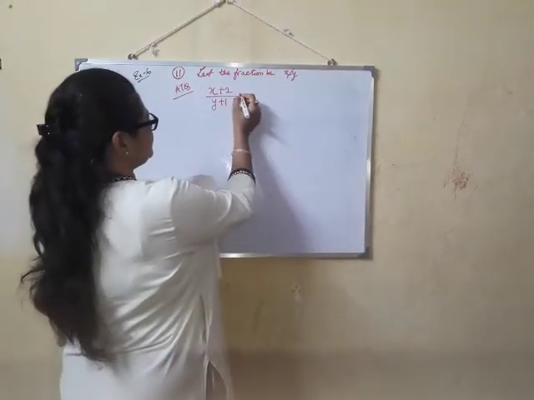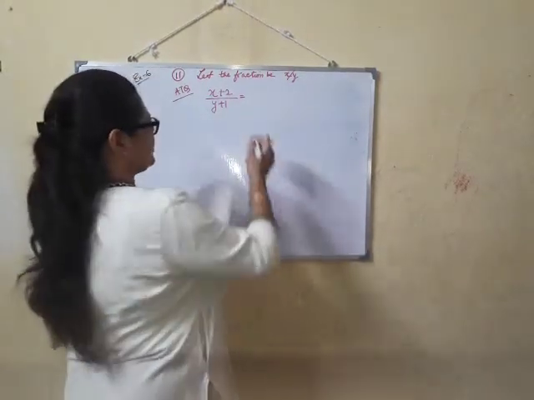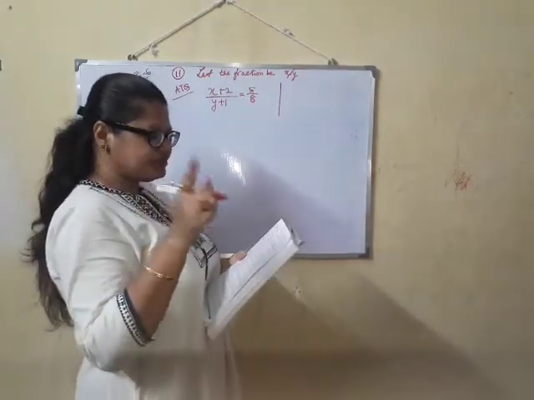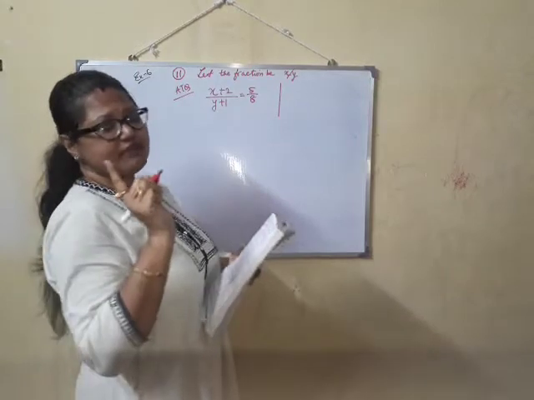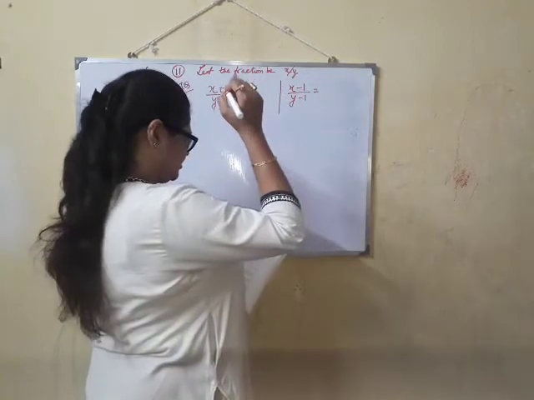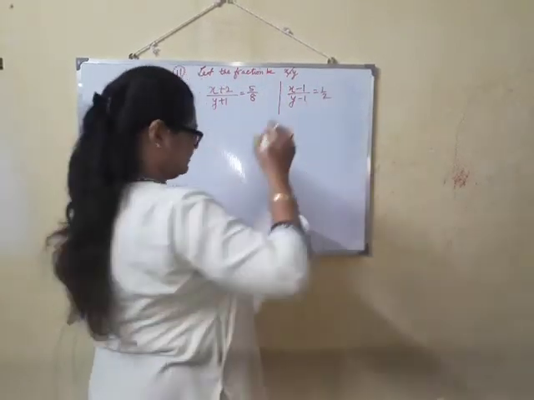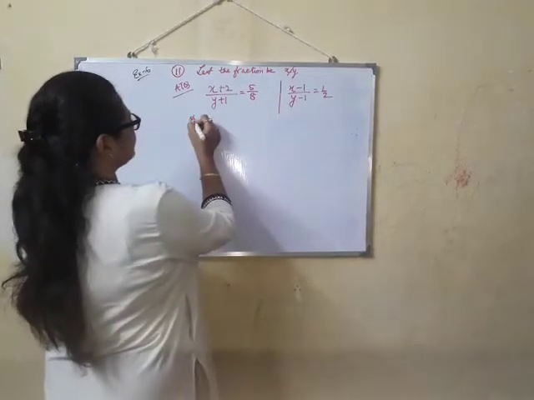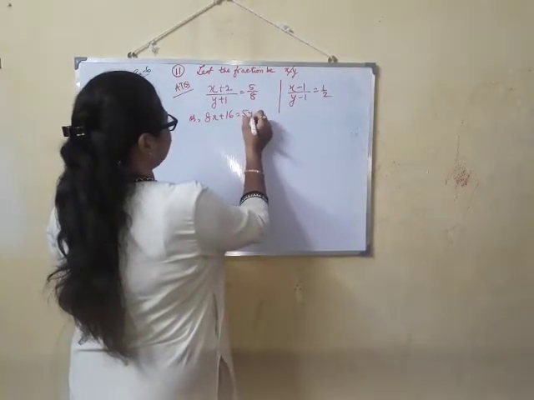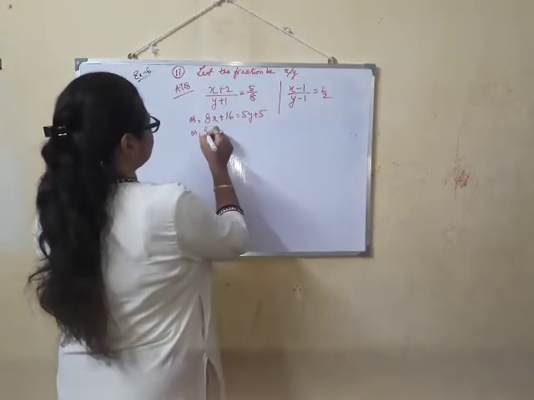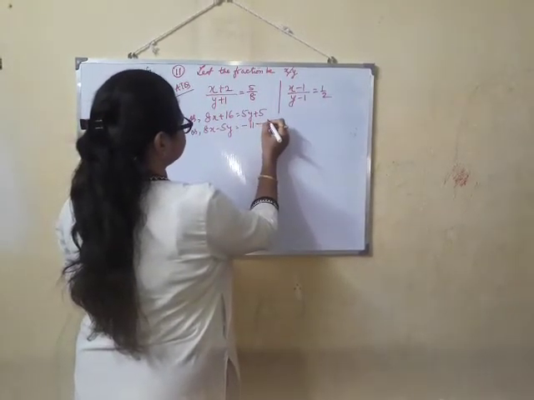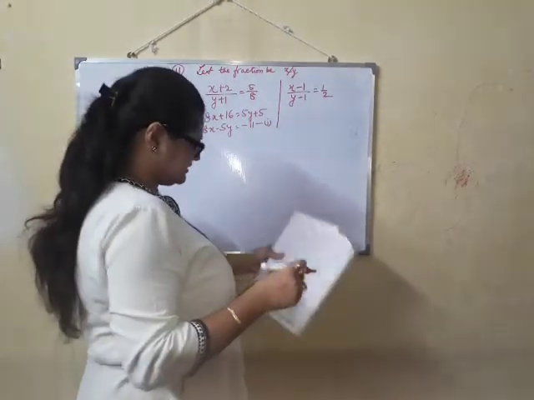So denominator is increased by 1. The fraction becomes 5 by 8. This is the first condition. Second condition, they are saying if the numerator and the denominator are each diminished by 1, that means 1 is subtracted from both the numerator and the denominator, the fraction becomes equal to half. Find the fraction. I am cross multiplying, 8x minus 5y is equal to minus 11. This is the first equation that I get. Okay.